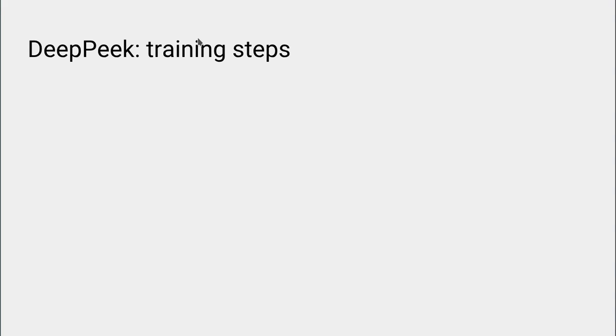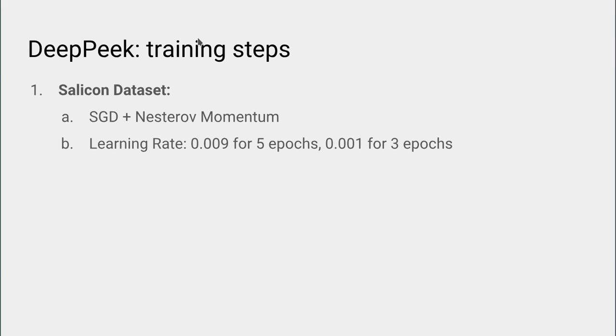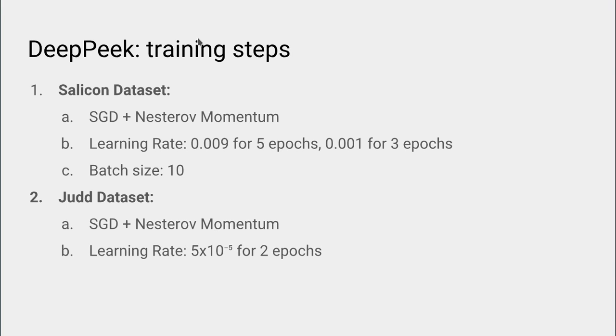As mentioned earlier, training was divided in two main steps. First, the network is trained on the Silicon dataset. We use stochastic gradient descent with Nesterov momentum. The learning rate is 0.009 for 5 epochs and 0.001 for 3 epochs. The batch size used is 10. The second training step used only images from the JUT dataset. The learning rate was smaller and we used L2 regularization and smaller batch sizes. This step was run for 2 epochs.